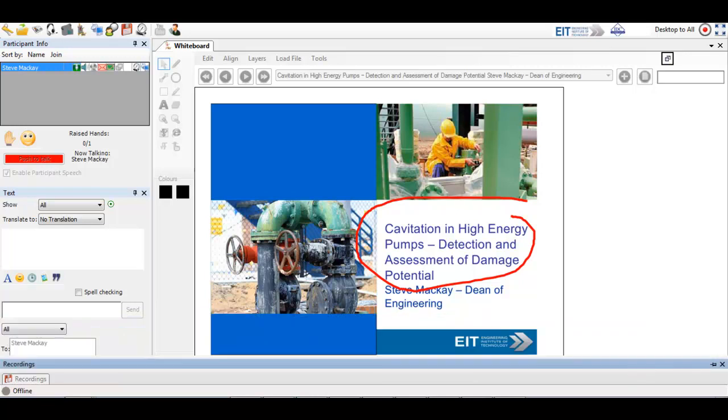Okay, this presentation is about cavitation in high energy pumps. Essentially the presentation is focused on pumps, but rather than just talking about pumps on their own, I've decided to make it a little bit more interesting by talking about one particular problem to do with pumps, which is of course cavitation. So I'm just going to pull a few issues together on that.